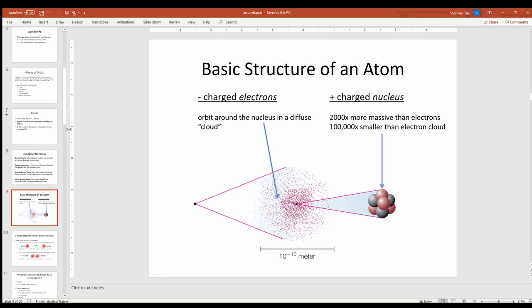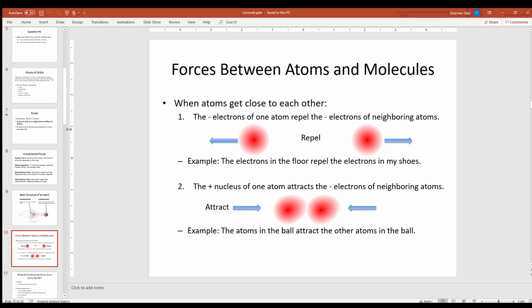For the basic structure of an atom, we have electrons with negative charge and we have a nucleus with positive charge. If we take two atoms, when they get closer, the electrons have the same charge, so they will repel each other. On the other hand, the nucleus has positive charge, so the nucleus will attract electrons. So we have repulsion and we have attraction.